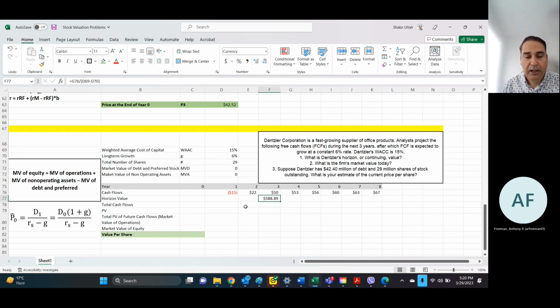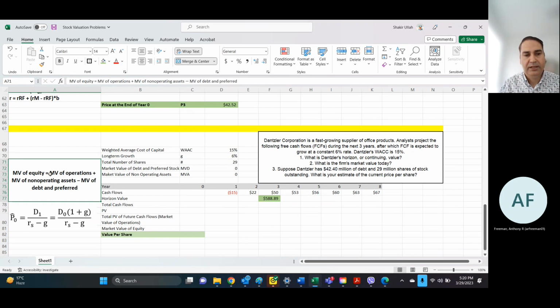And then we got the horizon value, so that is one thing that was required to be calculated. The next question: what is the firm's market value today? So what is the firm's market value? And for that, we need to use the corporate valuation model, and the equation is here.